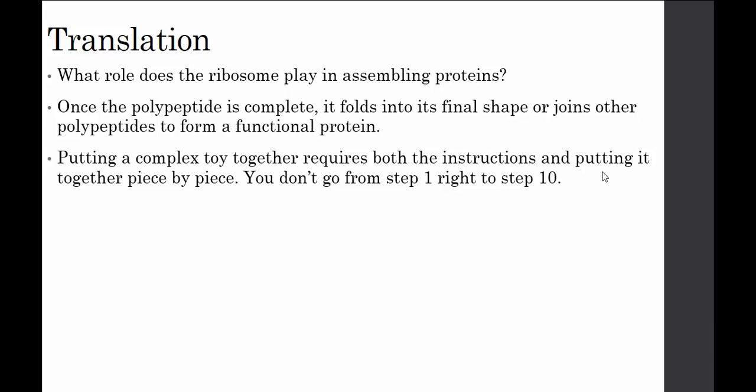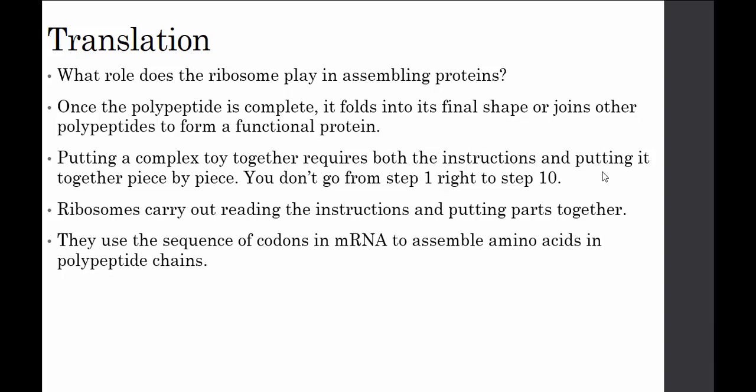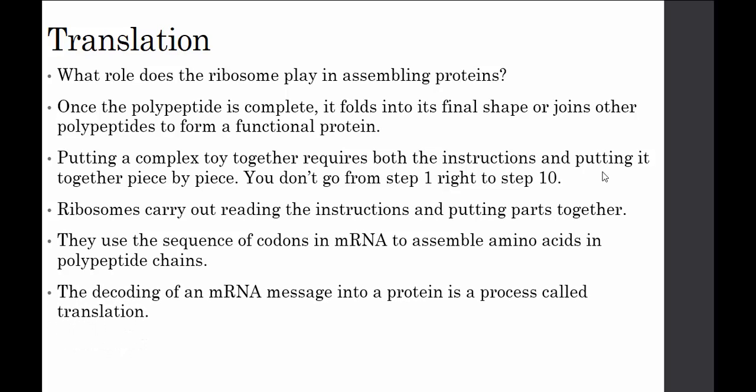Putting a complex toy together requires both the instructions and putting it together piece by piece. You don't go from step 1 right to step 10 right away. You have to follow it in order. Step 1, step 2, and so on. Ribosomes carry out reading the instructions and putting the parts together. They use a sequence of codons in mRNA to assemble amino acids in the polypeptide chains. The coding of mRNA message into a protein is a process called translation.